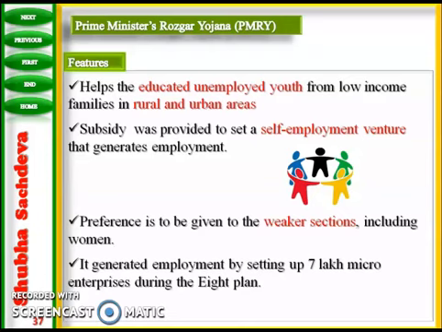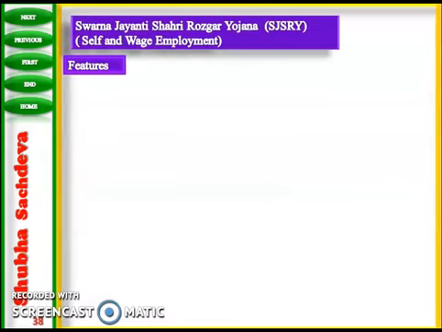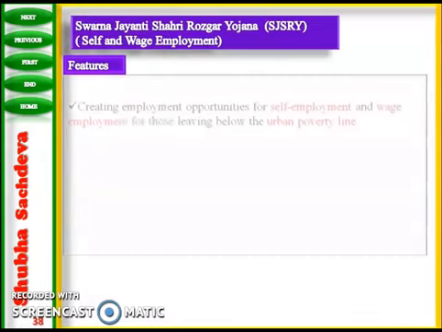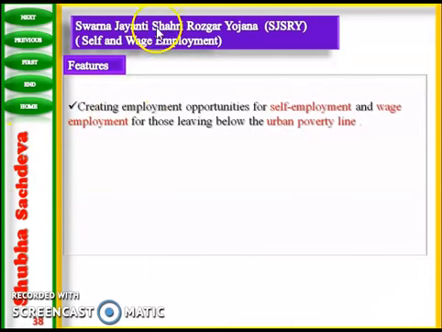And the last point, it generated employment by setting up 7 lakh micro enterprises during the 8th plan. This can be a very important question from the 1 mark point of view. Then Swarna Jayanti Shahri Rozgar Yojana. Swarna Jayanti Shahri. By this we can understand Shahri means here we are talking about the urban area.